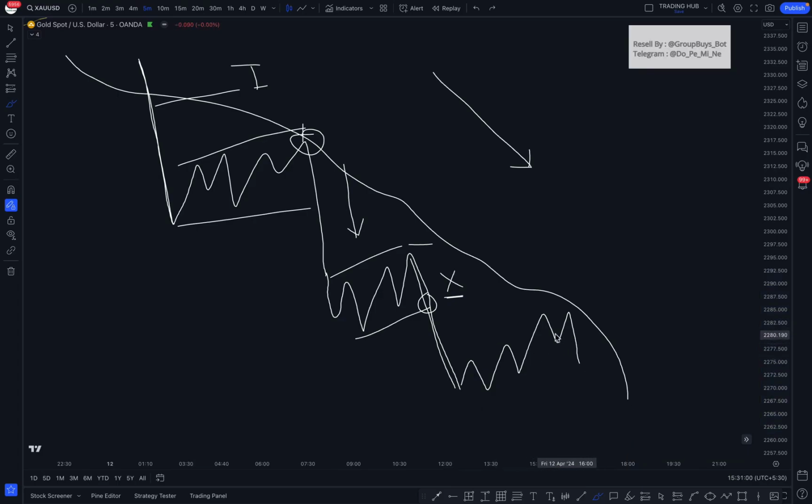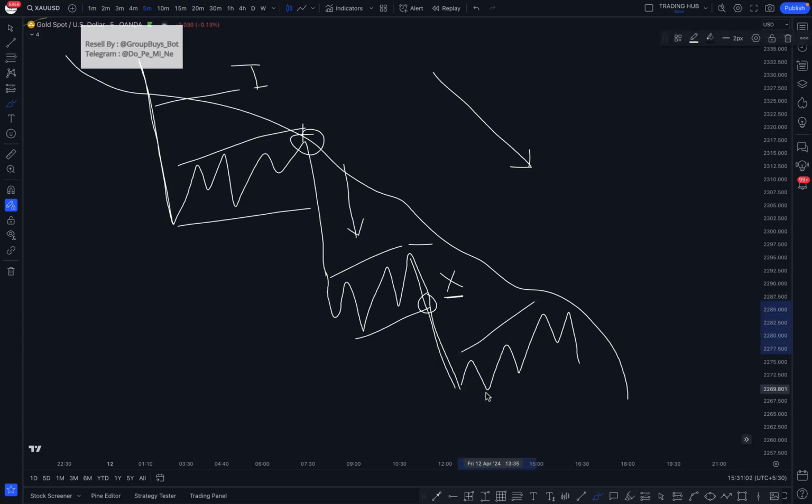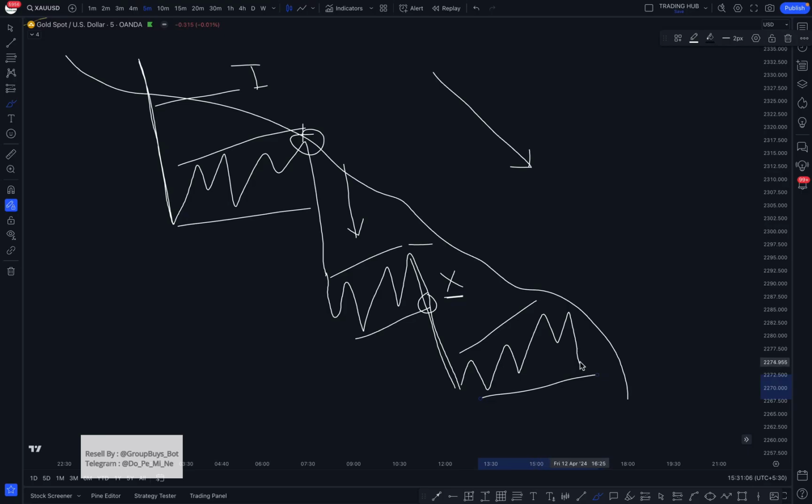Same thing happens here. Look at this one. This one looks like a continuation pattern here. Again, what are we looking for here? We are looking for the sell. So at which point can we sell?